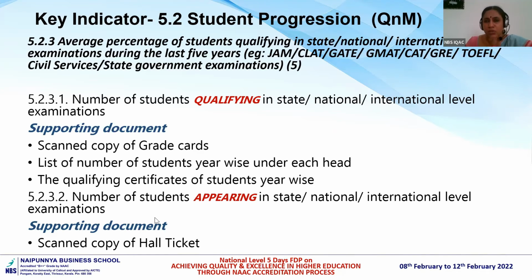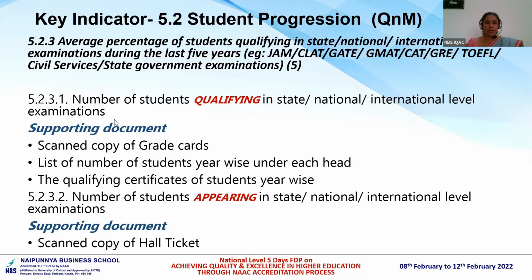So if it is a UG course, you can create awareness programs in your college and make students write these kinds of examinations. If it is a PG course, you can initiate them to appear for, might be civil services, might be UGC NET, all those things. So appearing is in our hands, but qualifying is up to the students. So this number we can increase so that we can at least get a decent score.